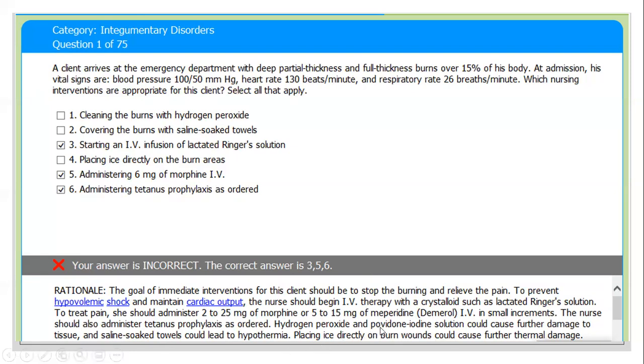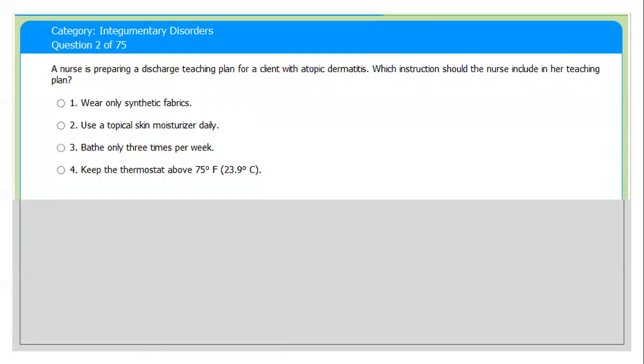Hydrogen peroxide and povidone iodine solution can cause further damage to the tissue, right? So it is good to avoid. A saline-soaked towel could lead to hypothermia. So it is good to avoid too.